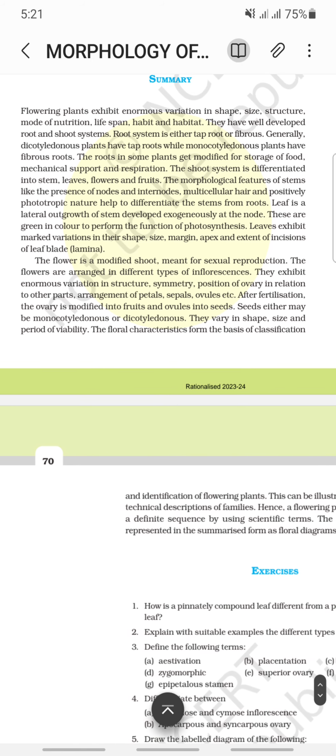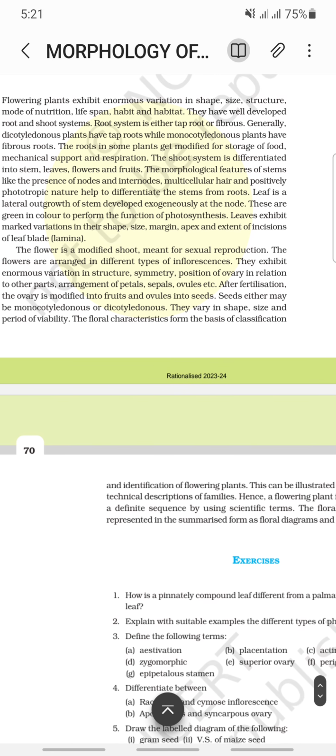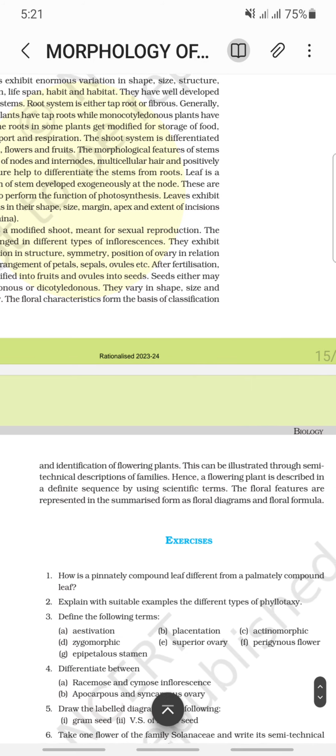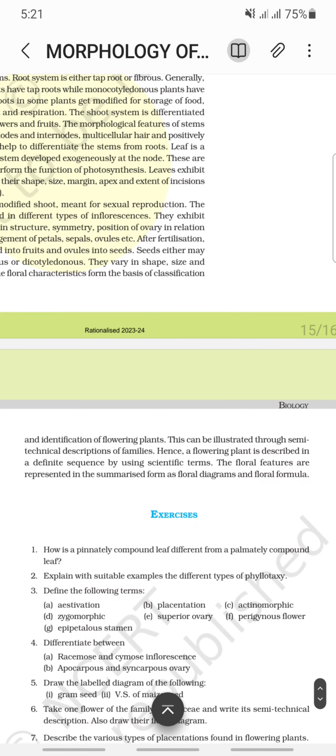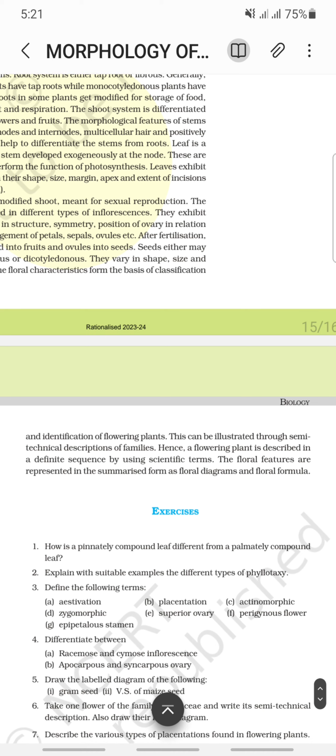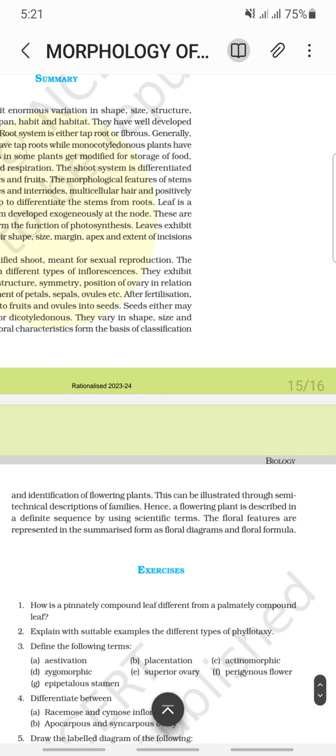Seeds either may be monocotyledonous or dicotyledonous. They vary in shape, size, and period of viability. The floral characteristics form the basis of classification and identification of flowering plants. This can be illustrated through semi-technical description of families. Hence, a flowering plant is described in a definite sequence using scientific terms. The floral features are represented in summarized form as floral diagram and floral formula.